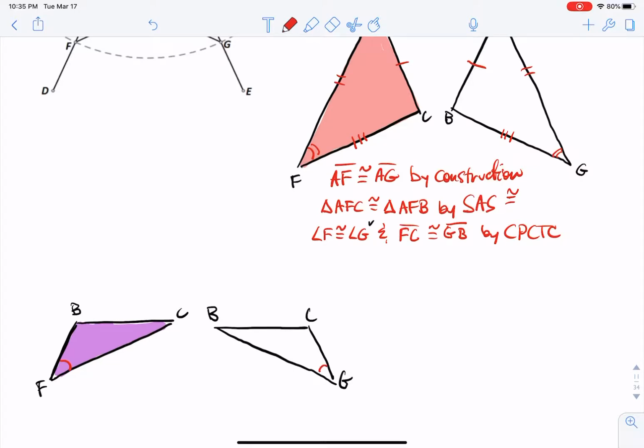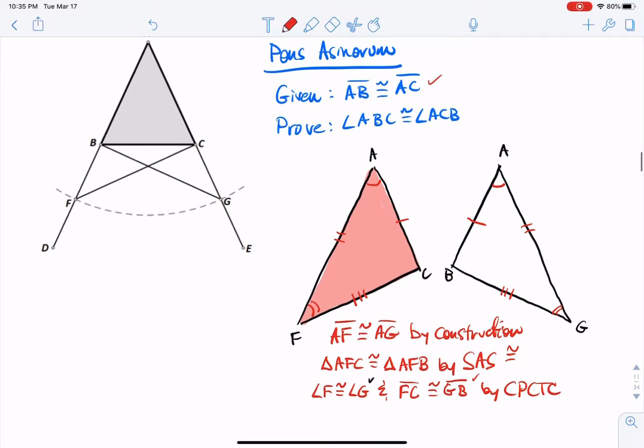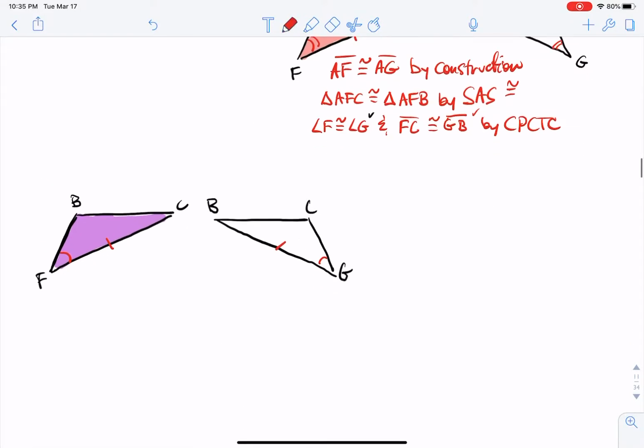And then we also showed that FC is congruent to GB over here. So I'll mark those as being congruent to each other. All right, and just like before, we're stuck. We need another set of pieces being congruent because we need 3. So going back to our original picture, what do we have? Well, notice that they shared BC. They share BC. That's common to both of them. Let's mark that on here. So BC is congruent to BC by the reflexive property.